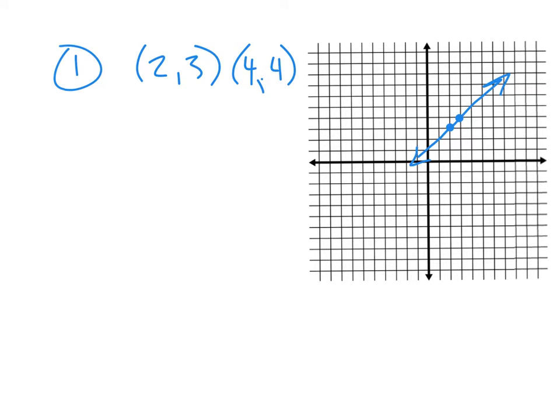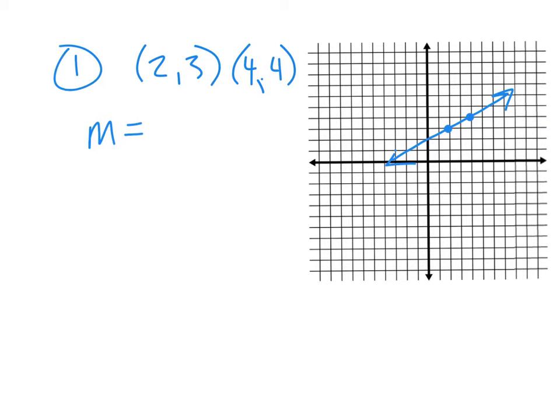Oh man, I'm on a roll today. So my slope is what? That's not right. Somebody needs to call me out when I'm wrong. Sophia, yell at me when I'm wrong. 2, 3 is here. 4, 4 is over there. See, we teachers are humans. There we go. Now my slope's right.